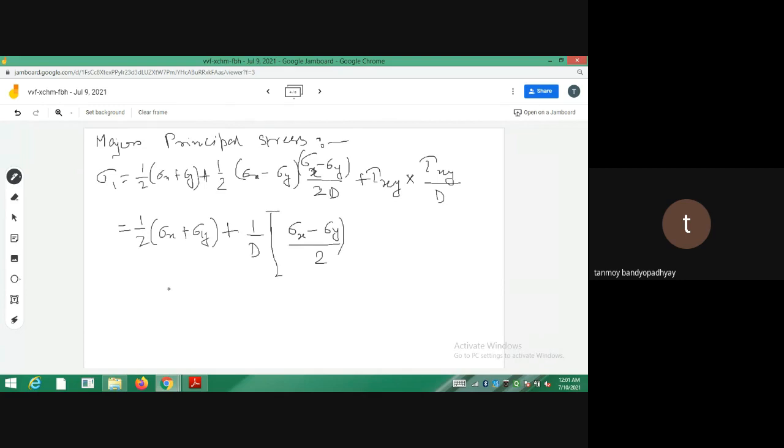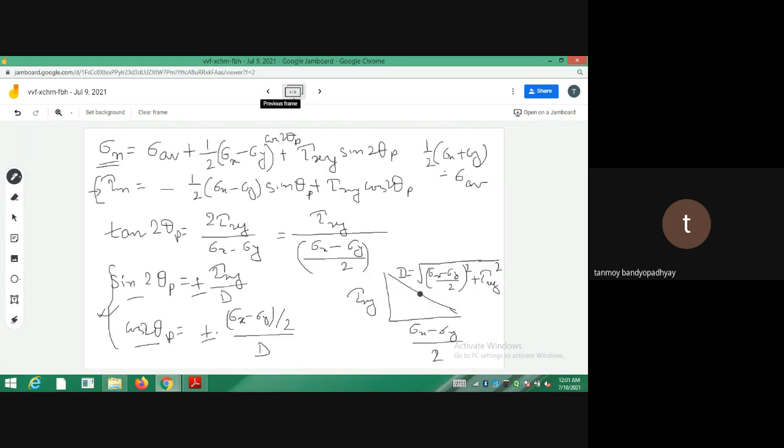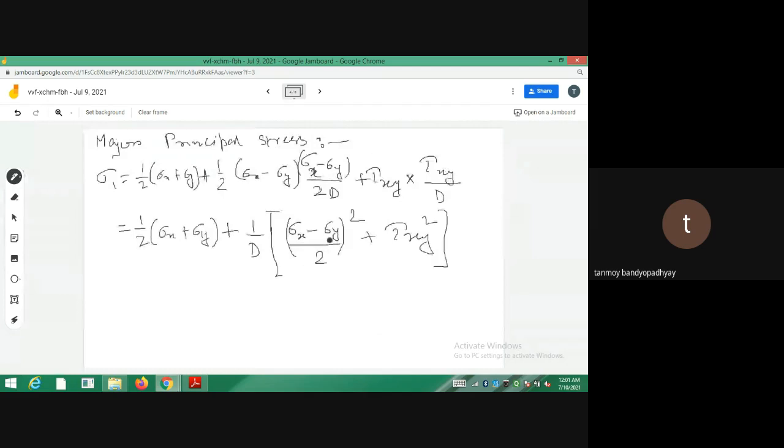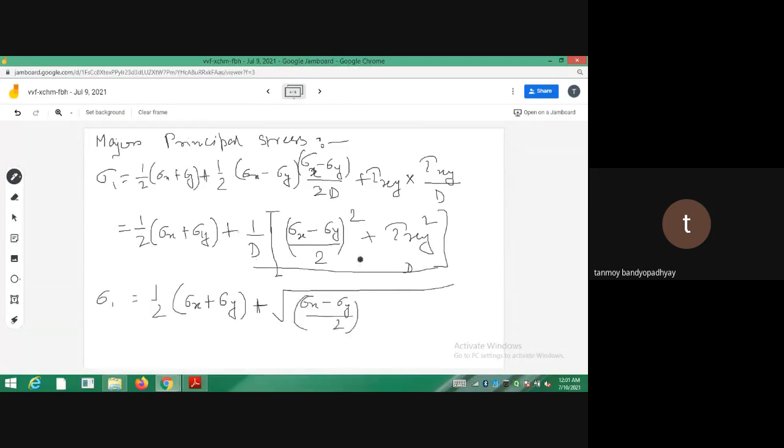So at the bottom it becomes 4, so 4 d square is sigma x minus sigma y by 2 whole square plus tau xy whole square, right? So what is d? d is actually this one itself, root over of this expression, so this is actually d square. So d square by d is actually d, meaning this entire term is capital D. So sigma 1 is equal to half of sigma x plus sigma y plus root over of sigma x minus sigma y by 2 whole square plus tau xy whole square.